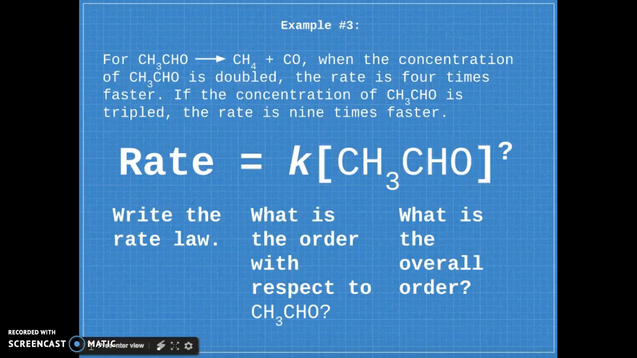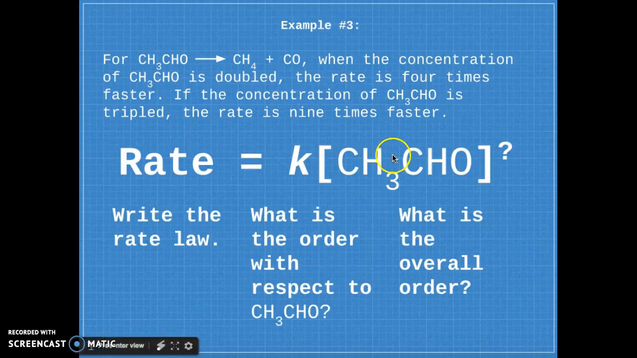Let's take a look at one more example. So this one is going to be sort of the backwards of what we just saw. This time we have the decomposition of a compound turning into methane and carbon monoxide, and we have some information. When the concentration of the reactant is doubled, the rate is 4 times faster. And then if the concentration of the reactant is tripled, the rate is 9 times faster. So here's our generic format for the rate law, and we have to figure out what goes where the question mark is. So we need to write that rate law. And then we're going to answer these two questions. What's the order with respect to the reactant, and what's the overall order?